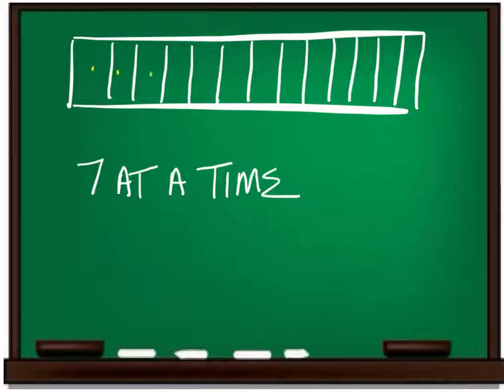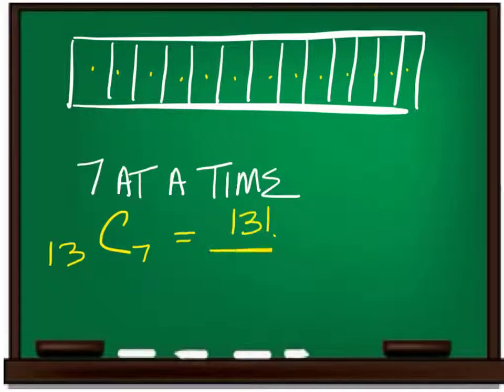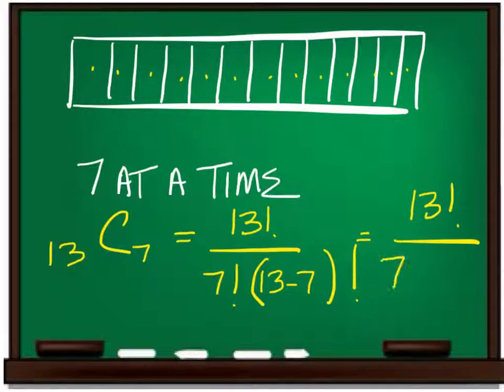We have 1, 2, 3, 4, 5, 6, 7, 8, 9, 10, 11, 12, 13 books. Choosing 7 at a time. So that's 13 factorial over 7 factorial times the quantity factorial of 13 minus 7. So that's 13 factorial over 7 factorial times 6 factorial.